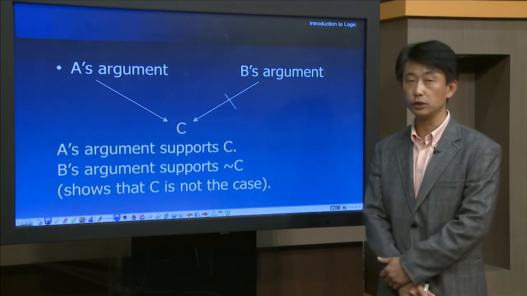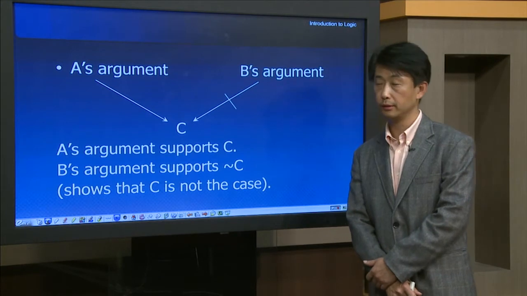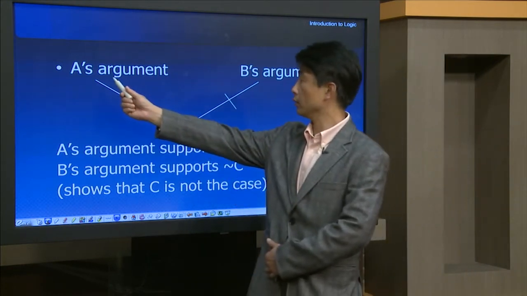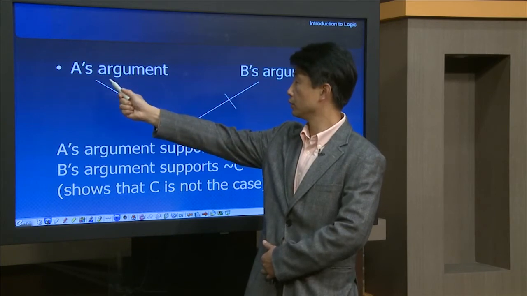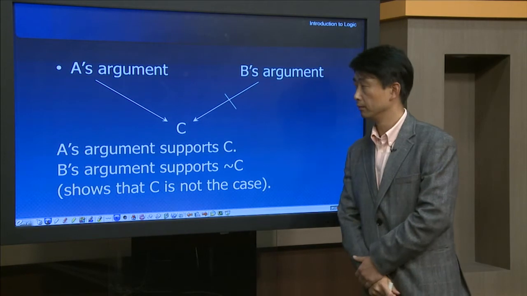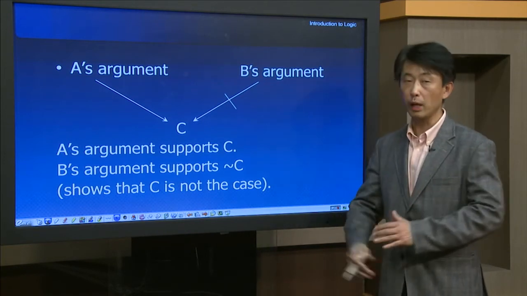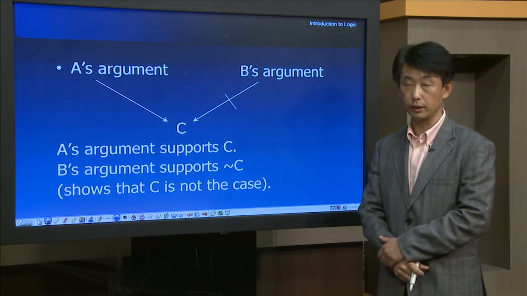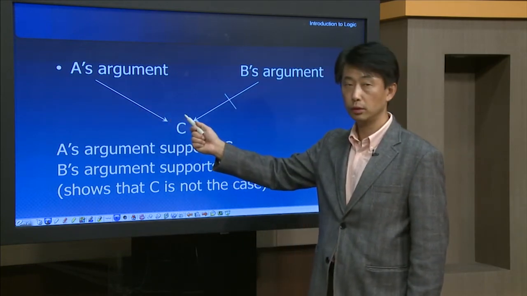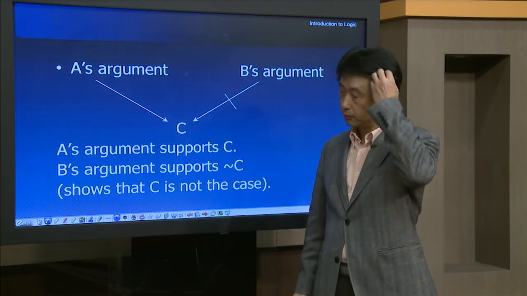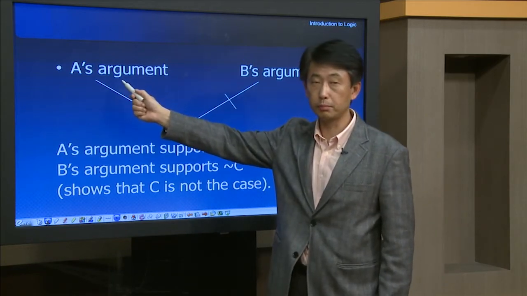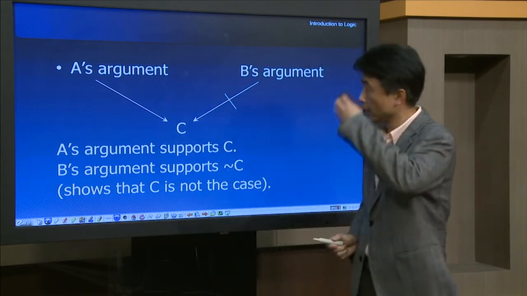Now, how do we draw a debate in a diagram? A's argument, A's reasons are given to support C. That is the same way we did in Chapter 5. We use an arrow to indicate that these are the reasons that are presented to support C.